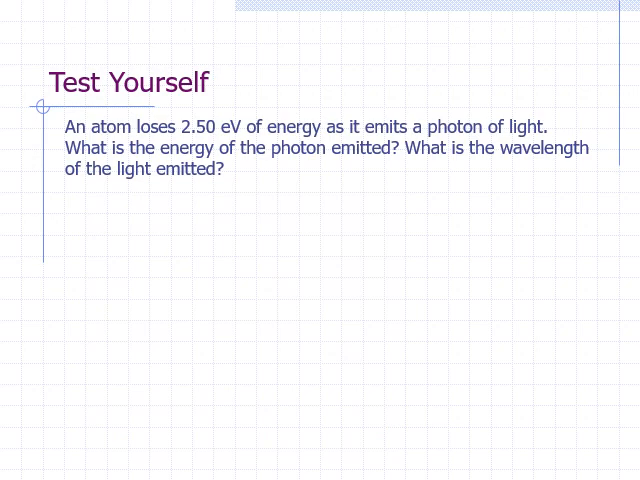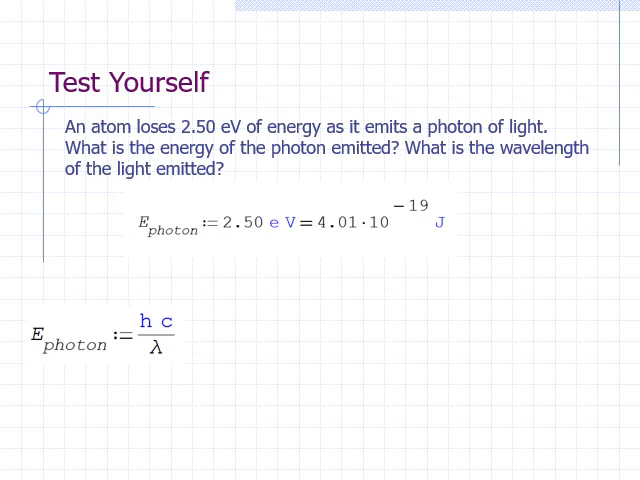An atom loses 2.50 electron volts as it emits a photon of light. What is the energy of the photon emitted? What is the wavelength? The energy of the photon is equal to the energy lost by the atom, 2.50 electron volts, or 4.01 times 10 to the negative 19 joules. Since the energy of the photon is equal to hc over lambda, where lambda is the wavelength, we can solve for the wavelength as hc divided by the energy of the photon.